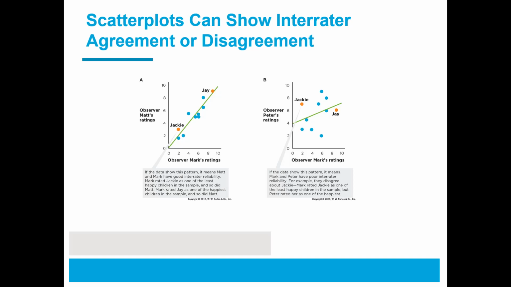You see that Mark and Matt have high interrater reliability, indicated by the dots being close to the slope line in the graph on the left. However, Mark and Peter do not have high interrater reliability, since the dots indicating each of their ratings are farther spread out from the slope line in the graph on the right.